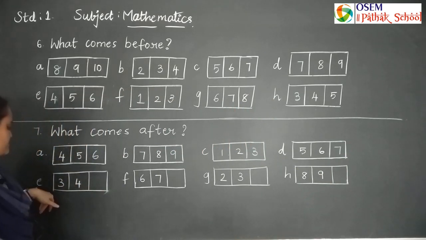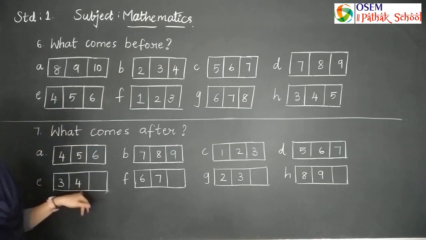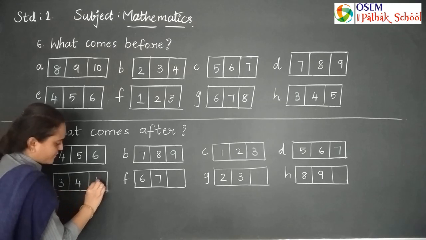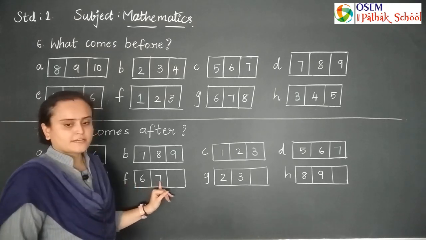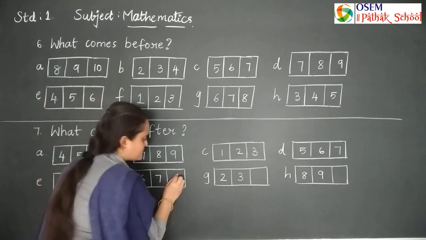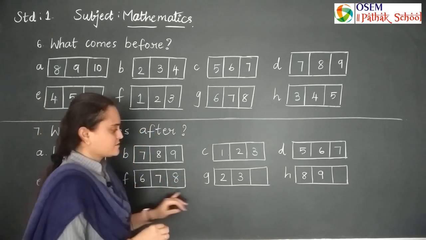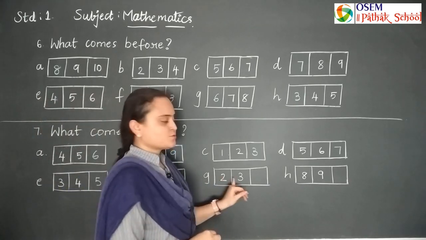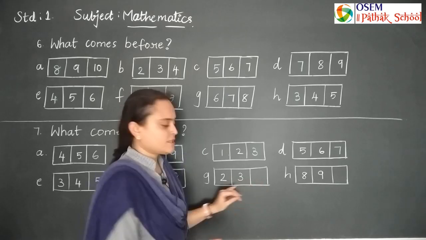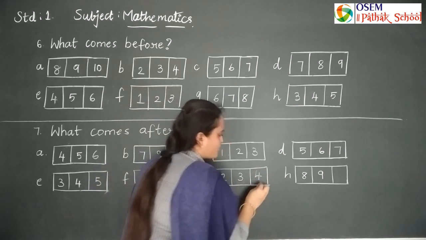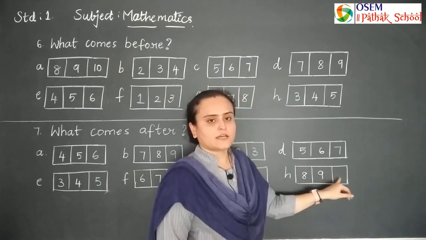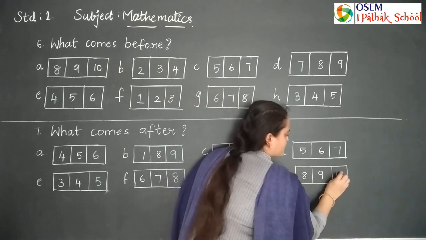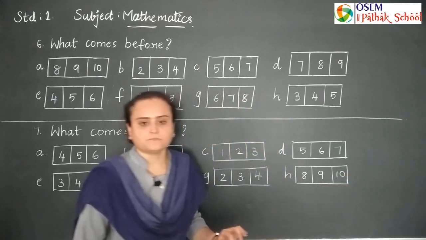Then E, 3, 4. After 4, 5. F, 6, 7. After 7, it will come 8. Then G, 2, 3. Then after 3, it will come 4. Then H, 8, 9. After 9, it will come 1, 0, 10.